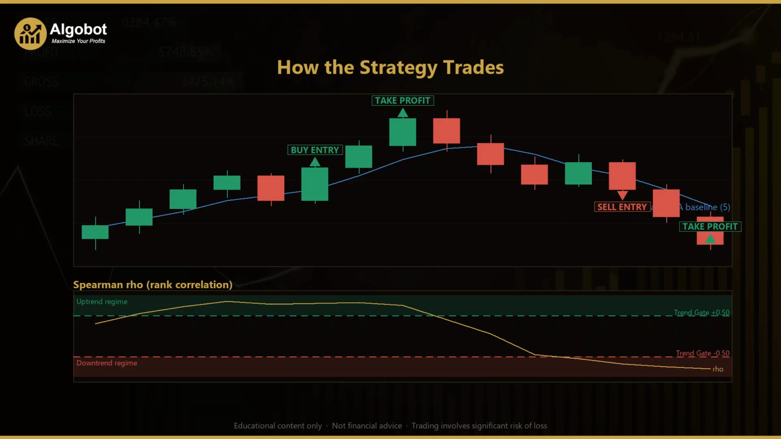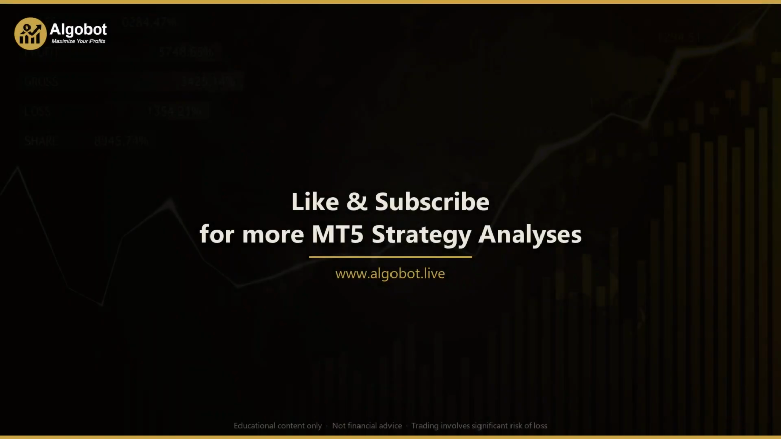Notice how both trades share one logic. Confirm a robust, ranked trend, wait for a pullback against it, then enter on the reclaim or rejection of the fast baseline. The correlation defines the direction, the baseline defines the timing, and ATR defines the risk. Of course, not every setup would resolve this cleanly, and losing trades are a normal part of any approach. So that's rank correlation trend pullback.